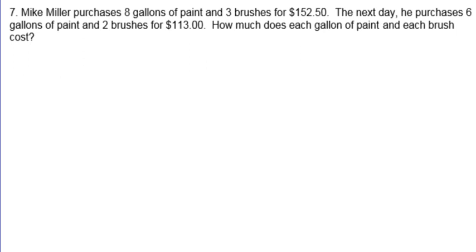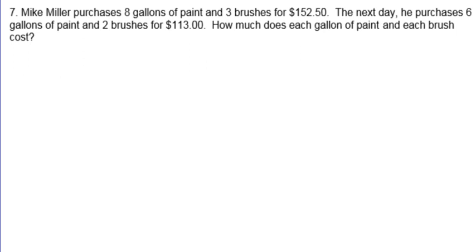So what we need to do here is write a system of equations to represent the scenario. We can see that Mike Miller purchases 8 gallons of paint and 3 brushes for $152.50. The next day he purchases 6 gallons of paint and 2 brushes for $113. How much does each gallon of paint and each brush cost?